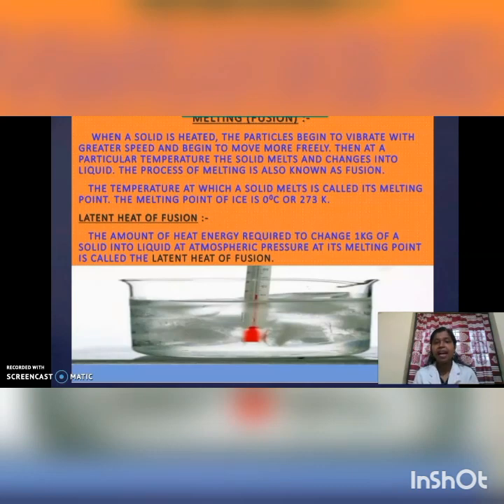We already discussed that temperature is measured in degrees Celsius and the Kelvin scale. So we can conclude that the amount of heat energy required to change 1 kg of a solid to liquid at atmospheric pressure at its melting point is known as latent heat of fusion. What is latent heat of fusion? The amount of heat required to change 1 kg of solid to liquid at atmospheric pressure.